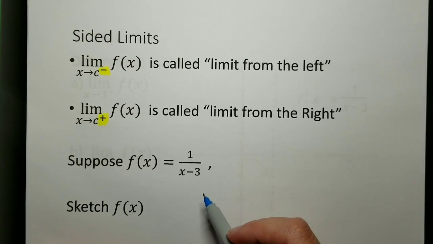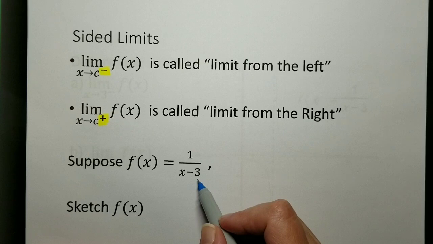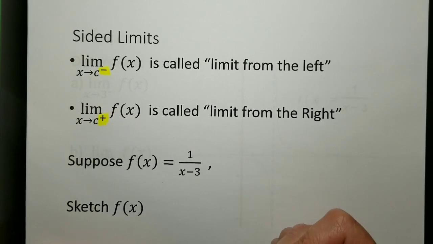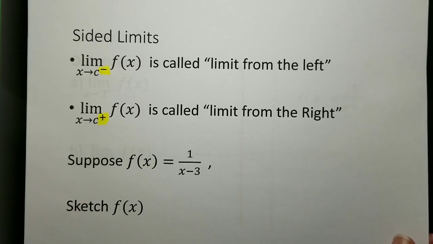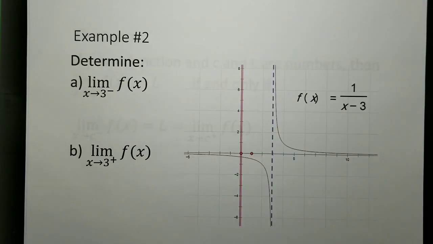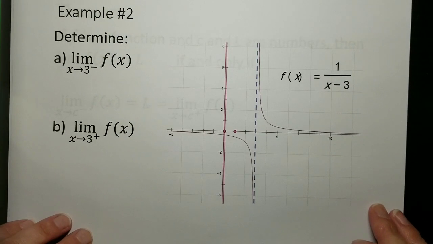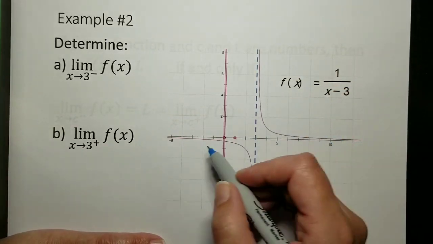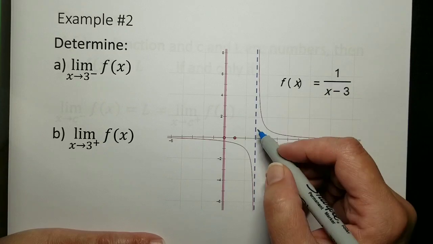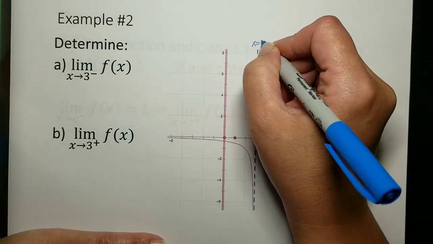An example of this might be a function like 1 over x minus 3, where we have an asymptote. So we'll start off with a sketch of f of x equals 1 over x minus 3, and that's going to be the function 1 over x with a shift of 3 units to the right. So here's my graph. We see that rational function shape, and we have an asymptote at x equals 3.